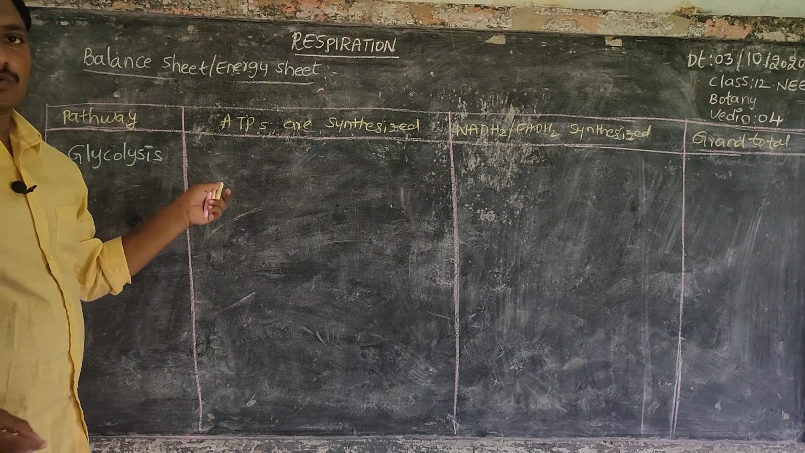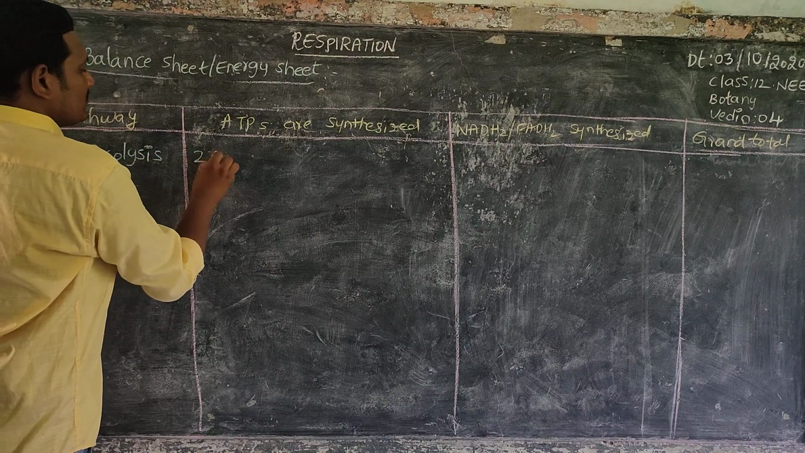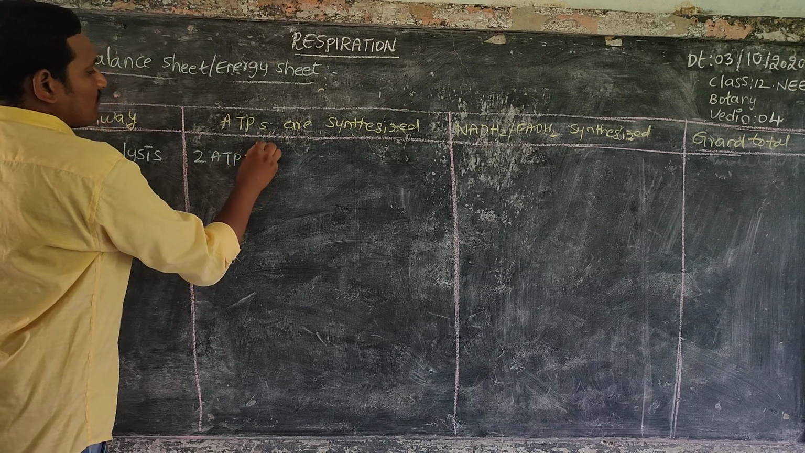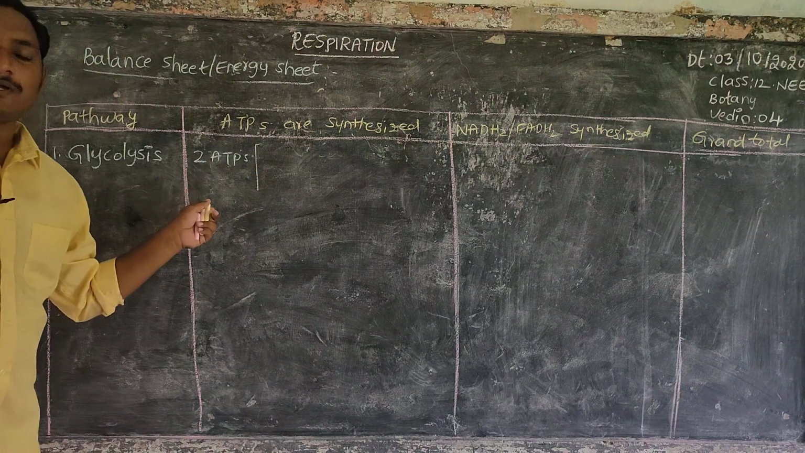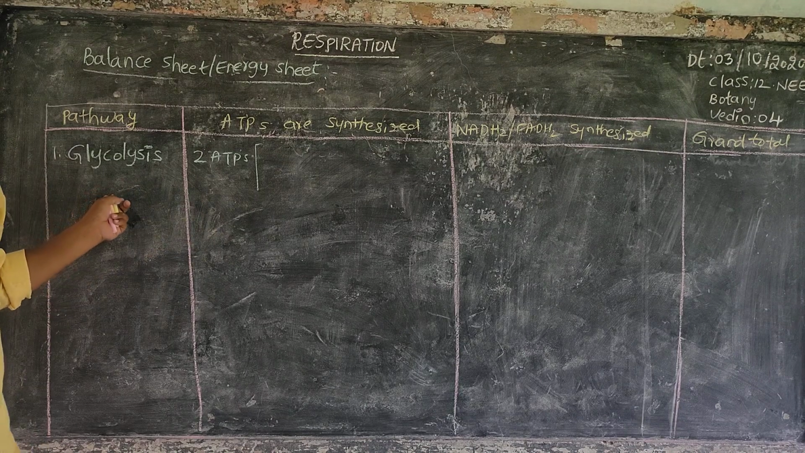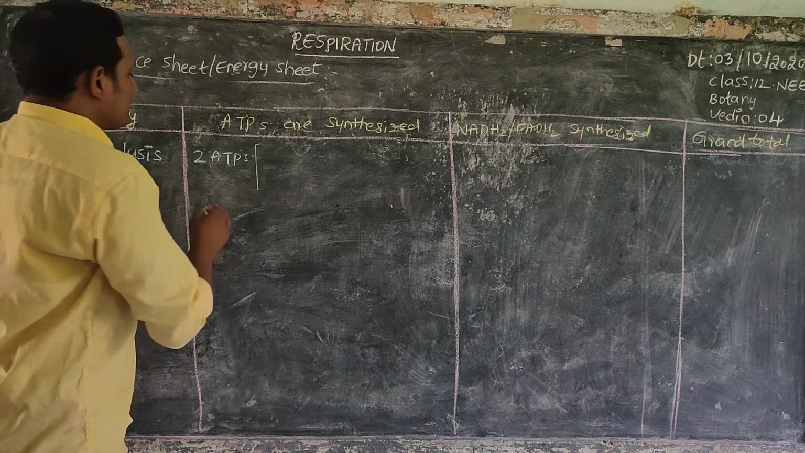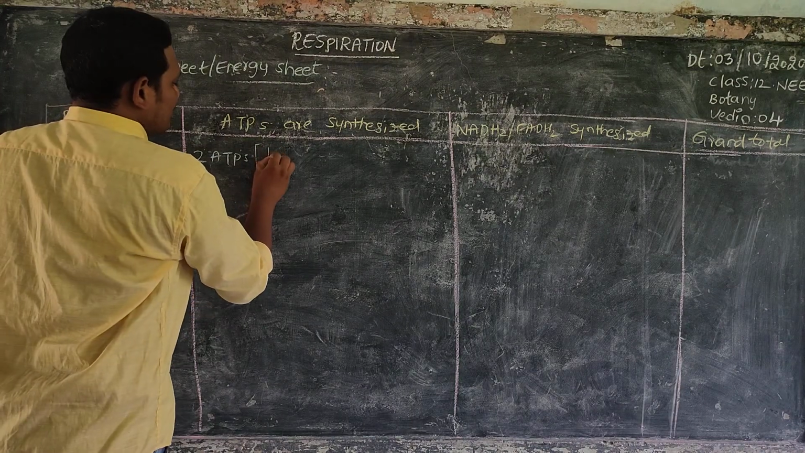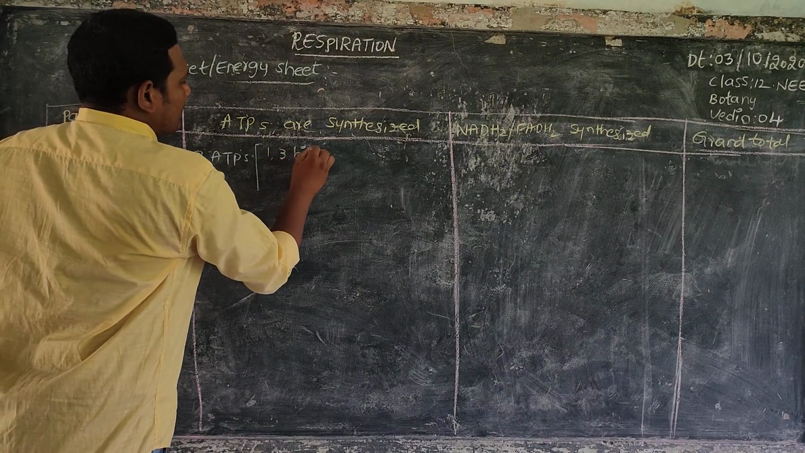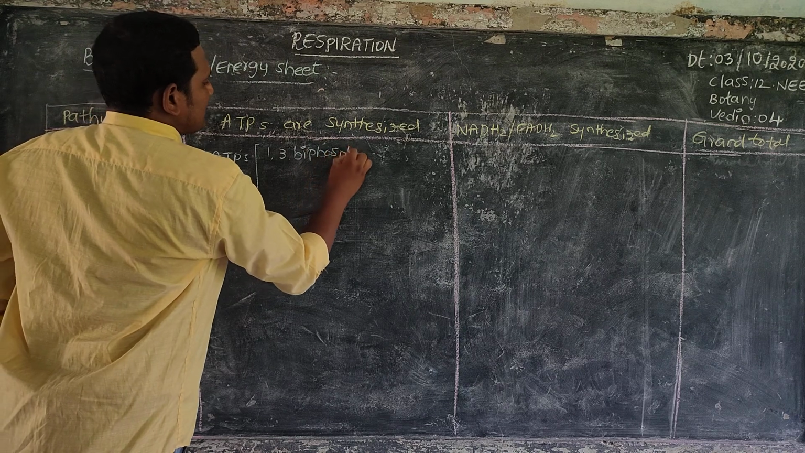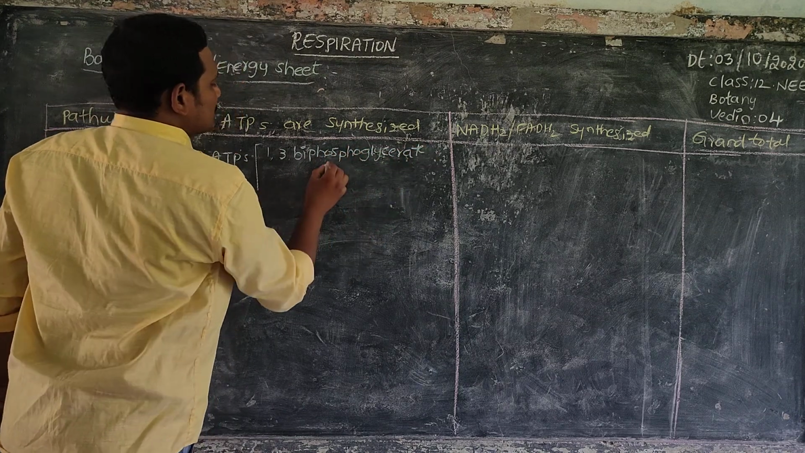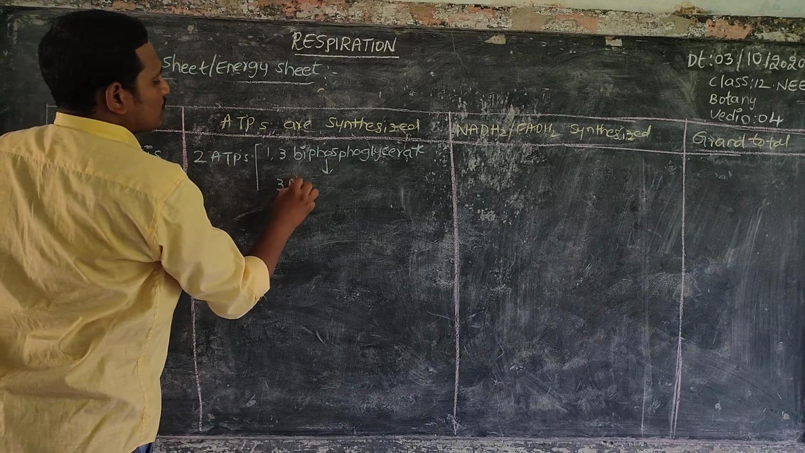We are getting 2 ATPs by the process of glycolysis. Where are these 2 ATPs coming from? So, 1,3-bisphosphoglycerate changes into 3-phosphoglycerate.